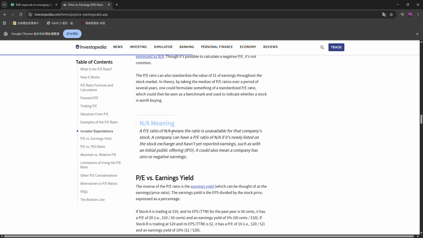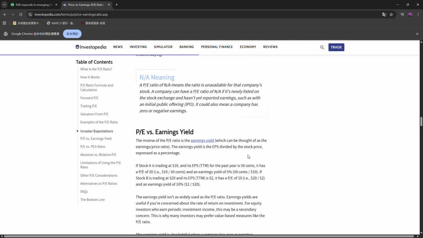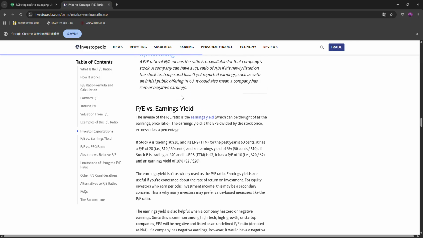A PE ratio of NA means the ratio is unavailable for that company's stock. A company can have a PE ratio of NA if it's newly listed and the stock exchange hasn't yet reported earnings, such as with an initial public offering. It could also mean a company has zero or negative earnings.